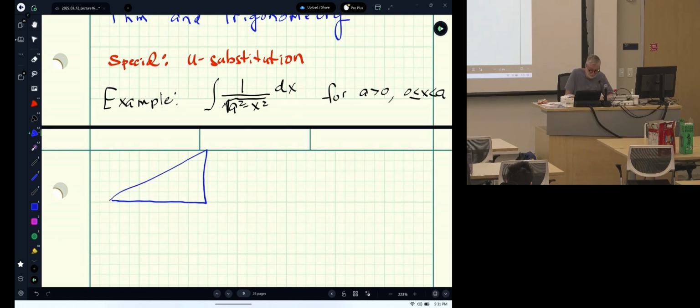Okay. So we're going to start out with Pythagorean theorem. So if this is theta, and the hypotenuse is a greater than 0, and that doesn't look like a right angle, but it is. And if this is x, and we know a squared equals x squared plus what's left over here, this has to be the square root of a squared minus x squared. So that's the Pythagorean theorem.